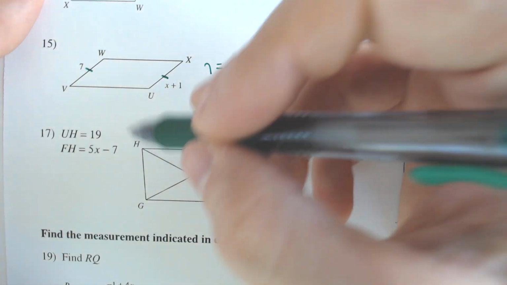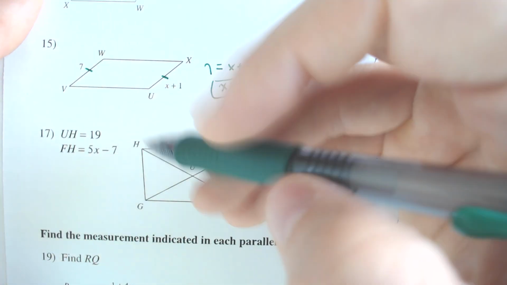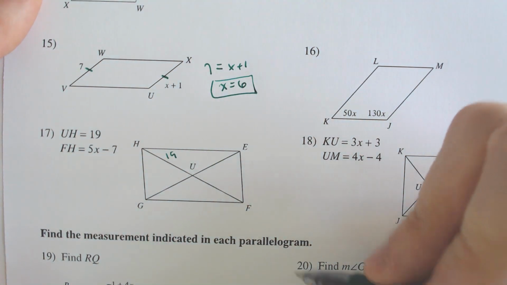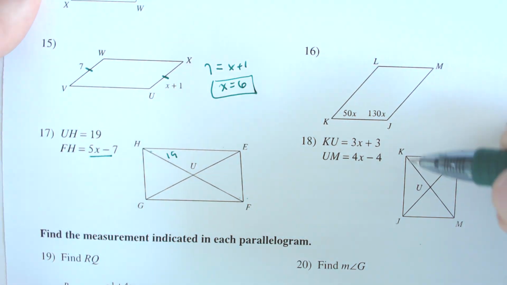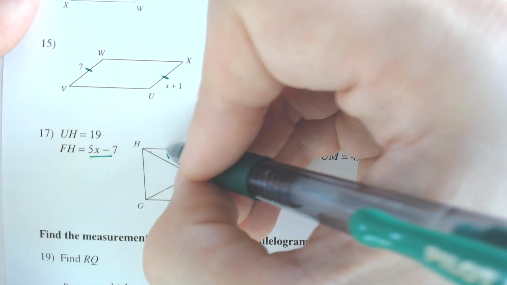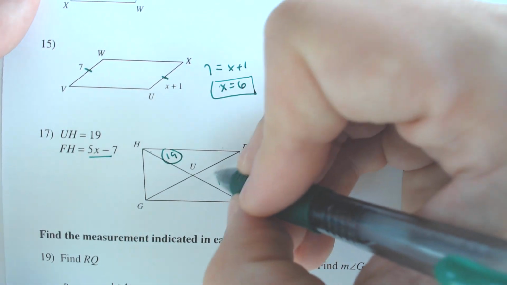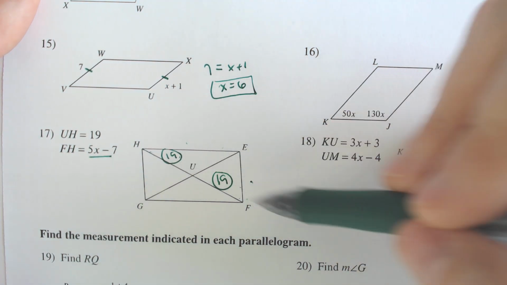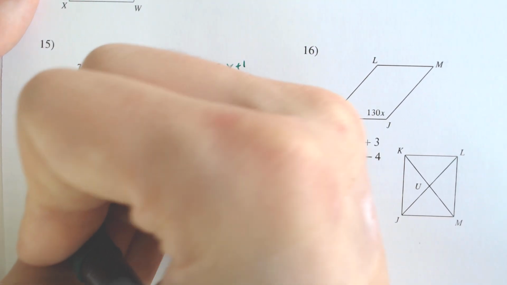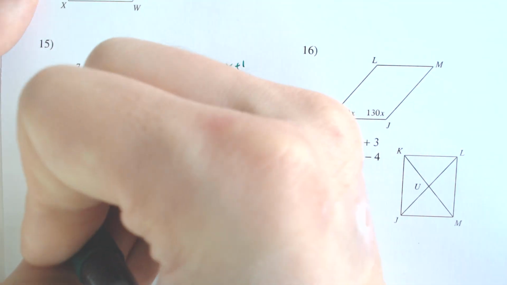All right, this one we might have to double. Let's see. U to h is 19. F to h, which is the whole way across, is 5x minus 7. What do we have to do to the shorter part to get to the longer part? You either can double it or you can add it together with itself. So I'm going to represent it as 2 times the shorter part. The shorter part is 19.